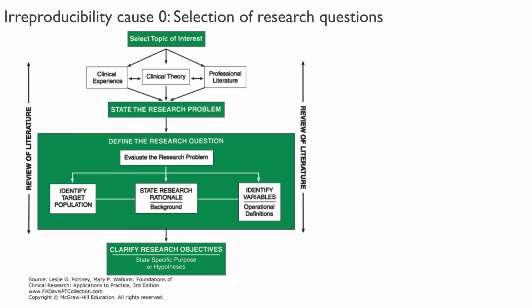So even though we're talking about data analysis here, I always like to highlight this issue: one of the first things we all do is select a research question. We haven't really talked much about that. I like this figure from the textbook Foundations of Clinical Research, which highlights a lot of the steps that go into selecting a research question and identifying your research objectives. Ideally, you've done a lot of background work to identify a really strong research question.